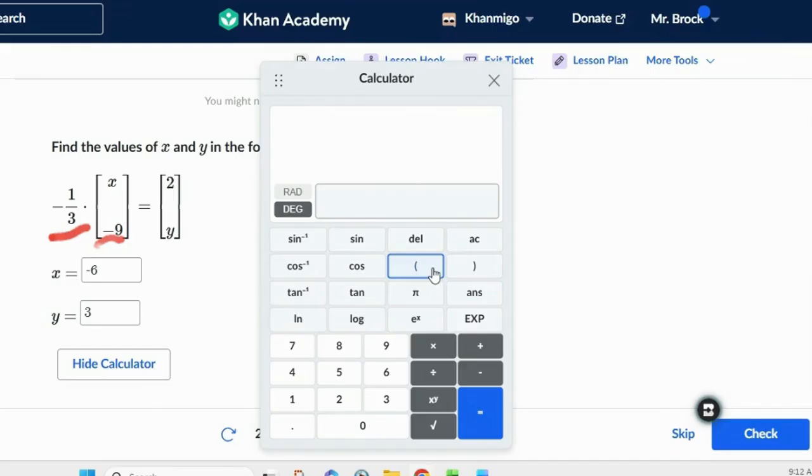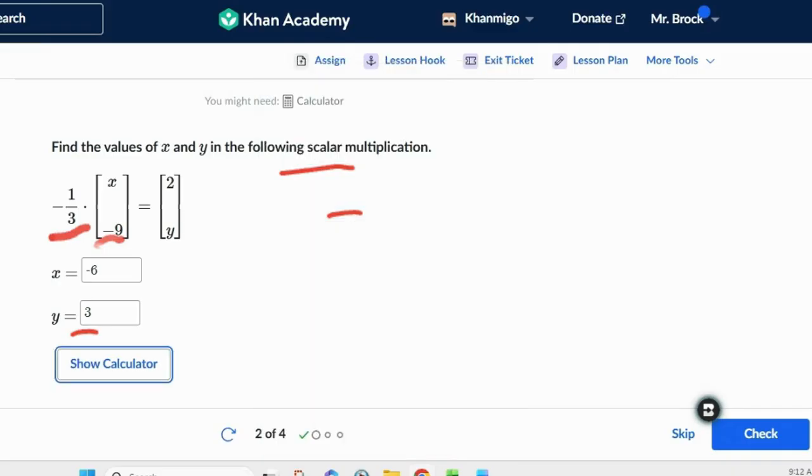Well, let's do -1/3, parentheses, -1 divided by 3, parentheses. Look, that's -1/3 times, and then we'll take the -9. So we got -1/3 times -9, 3. That's the answer we got. 3. So you can use the calculator if you want to do it that way. That is totally fine.